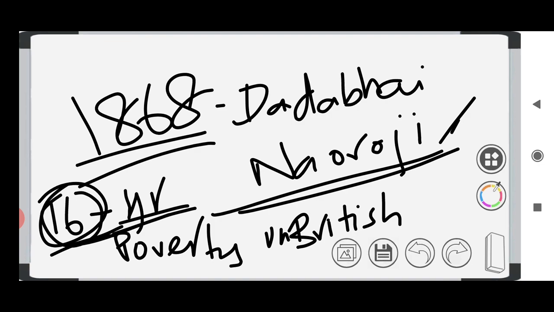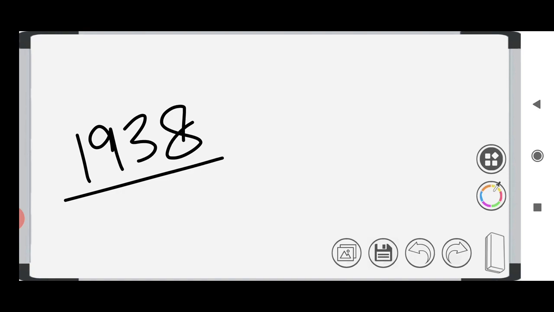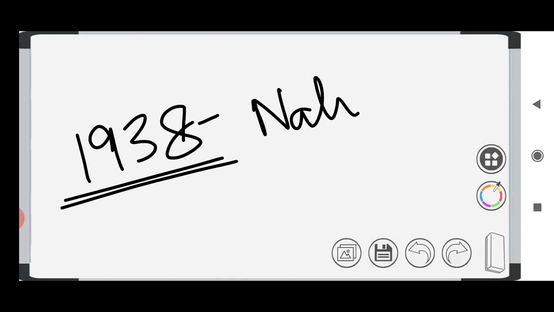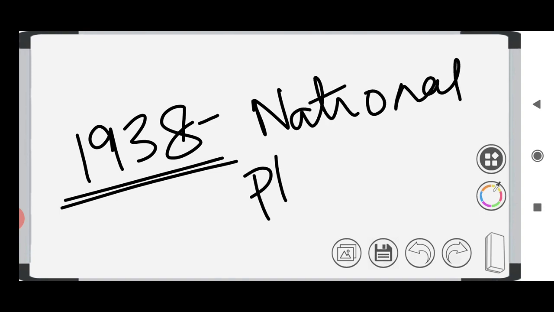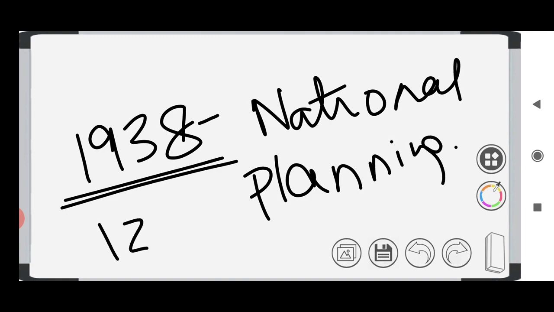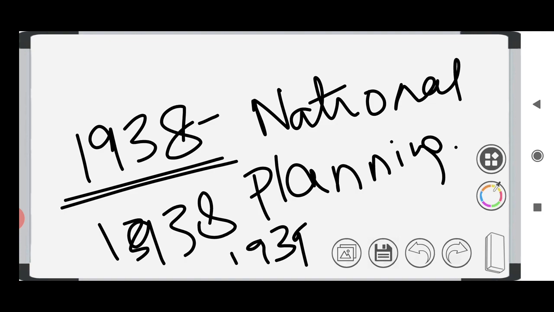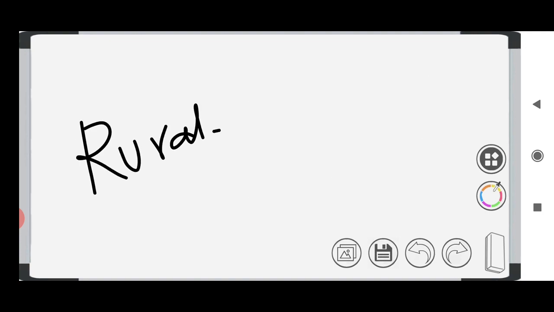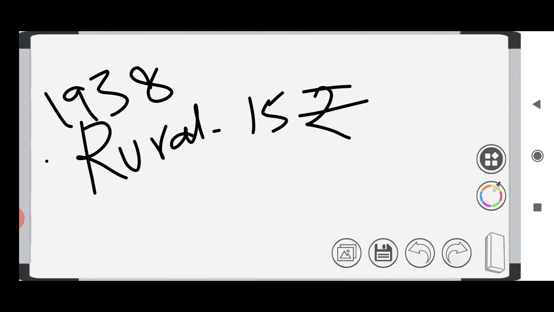And then after this we have 1938. In 1938 a committee called the National Planning Committee was set up by Subhash Chandra Bose. In 1938 we have the Haripura session, and in 1939 the Tripura session. In both sessions Subhash Chandra Bose was the president. During this they calculated that in rural areas, earning 15 rupees, and in urban areas 20 rupees, was the threshold. This is what was said in 1938.